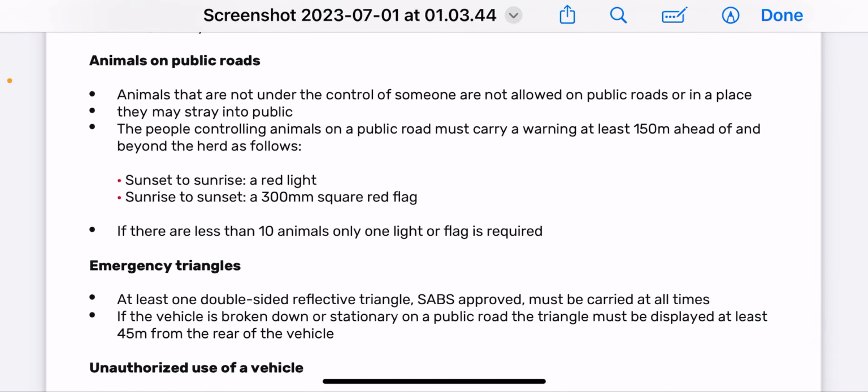And then animals on public road. Animals that are not under the control of someone are not allowed on public roads or in a place they may stray into the public. The people controlling animals on the road must carry a warning at least 150 meters ahead of and beyond the herd.